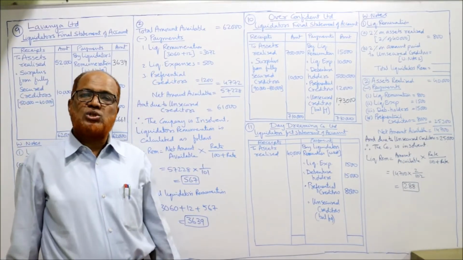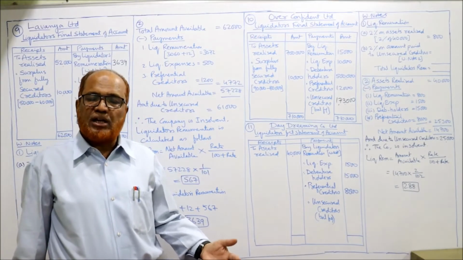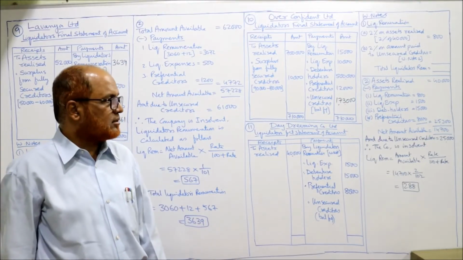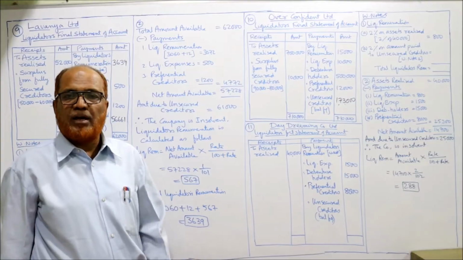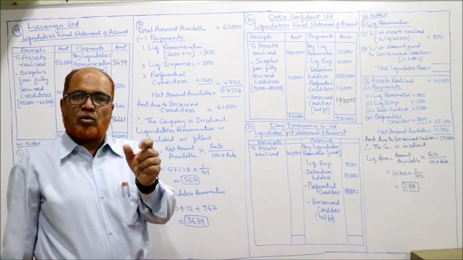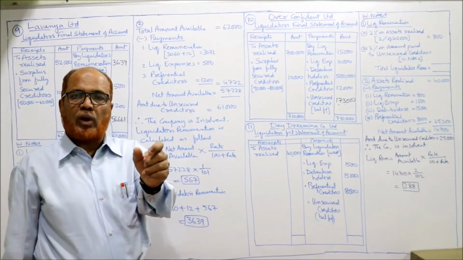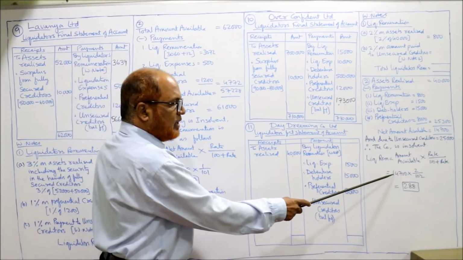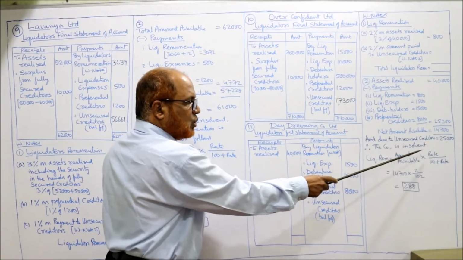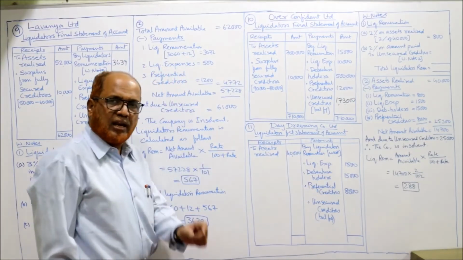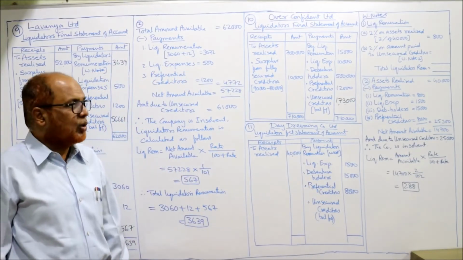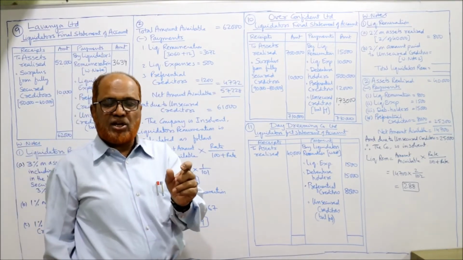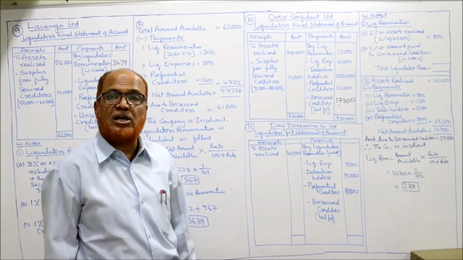The company is insolvent. The company is not in a position to make full payment to unsecured creditors. Then we have to apply the formula. Liquidator remuneration is equal to net amount available into rate divided by 100 plus rate. The net amount available is 14,700 into 2 divided by 102. It comes to 288. So 288 is the remuneration on amount paid to unsecured creditor.